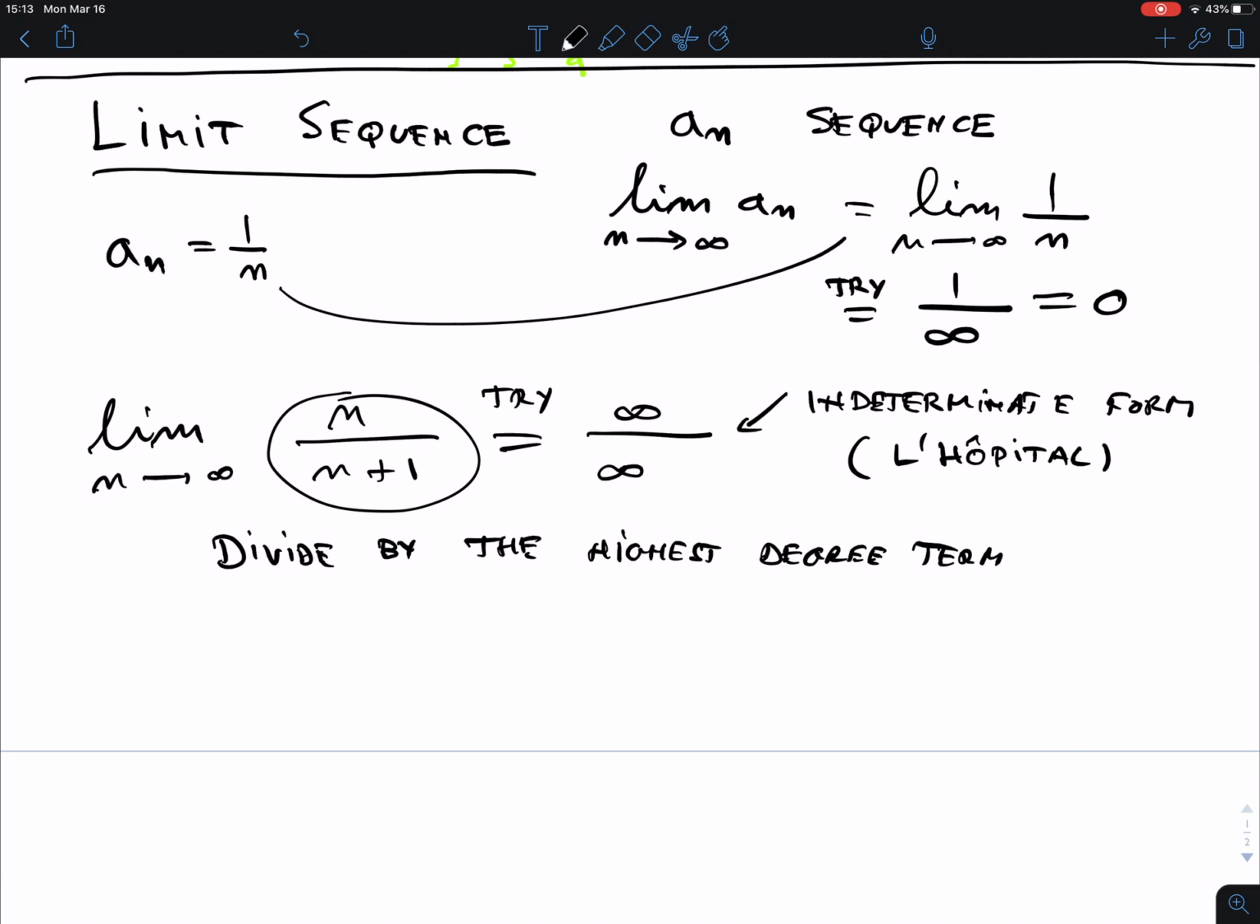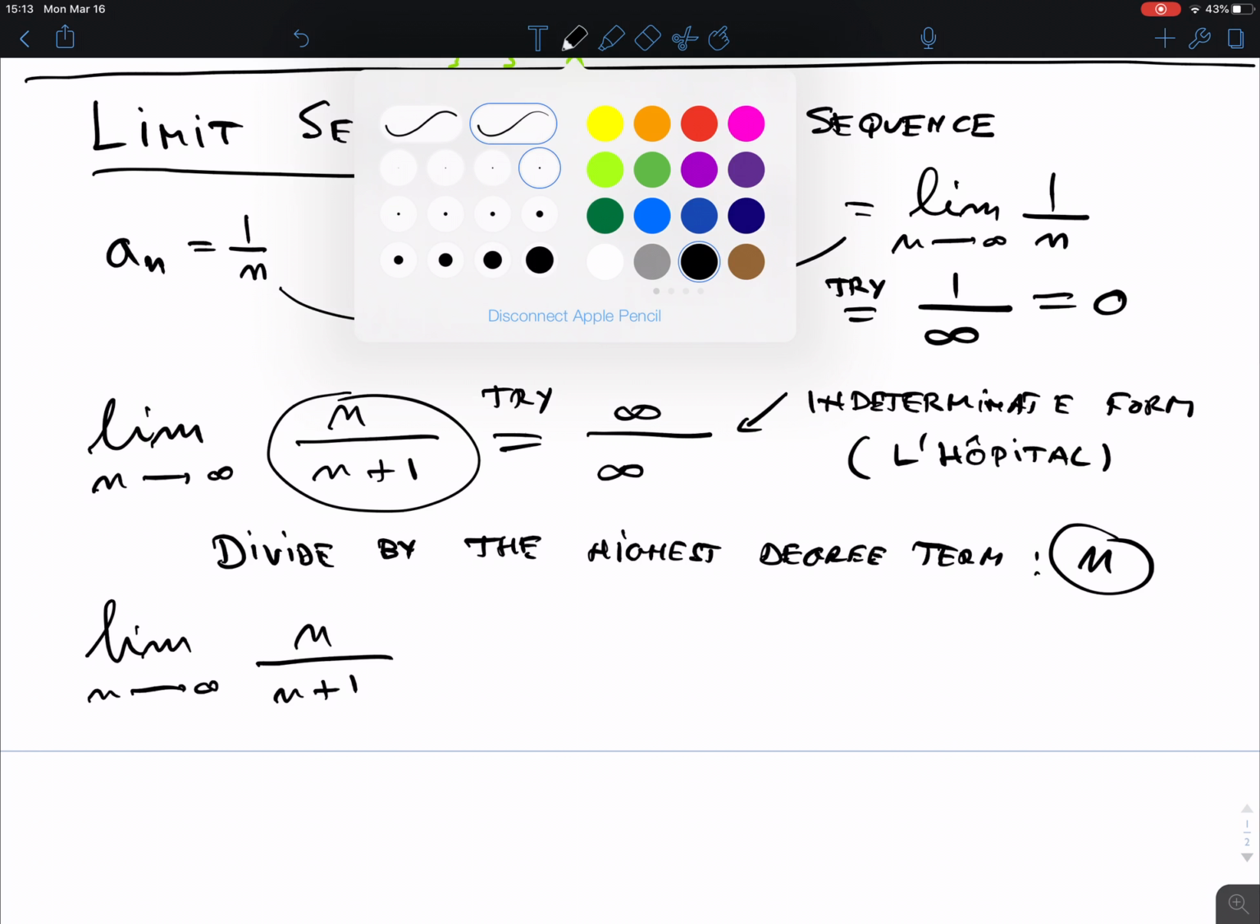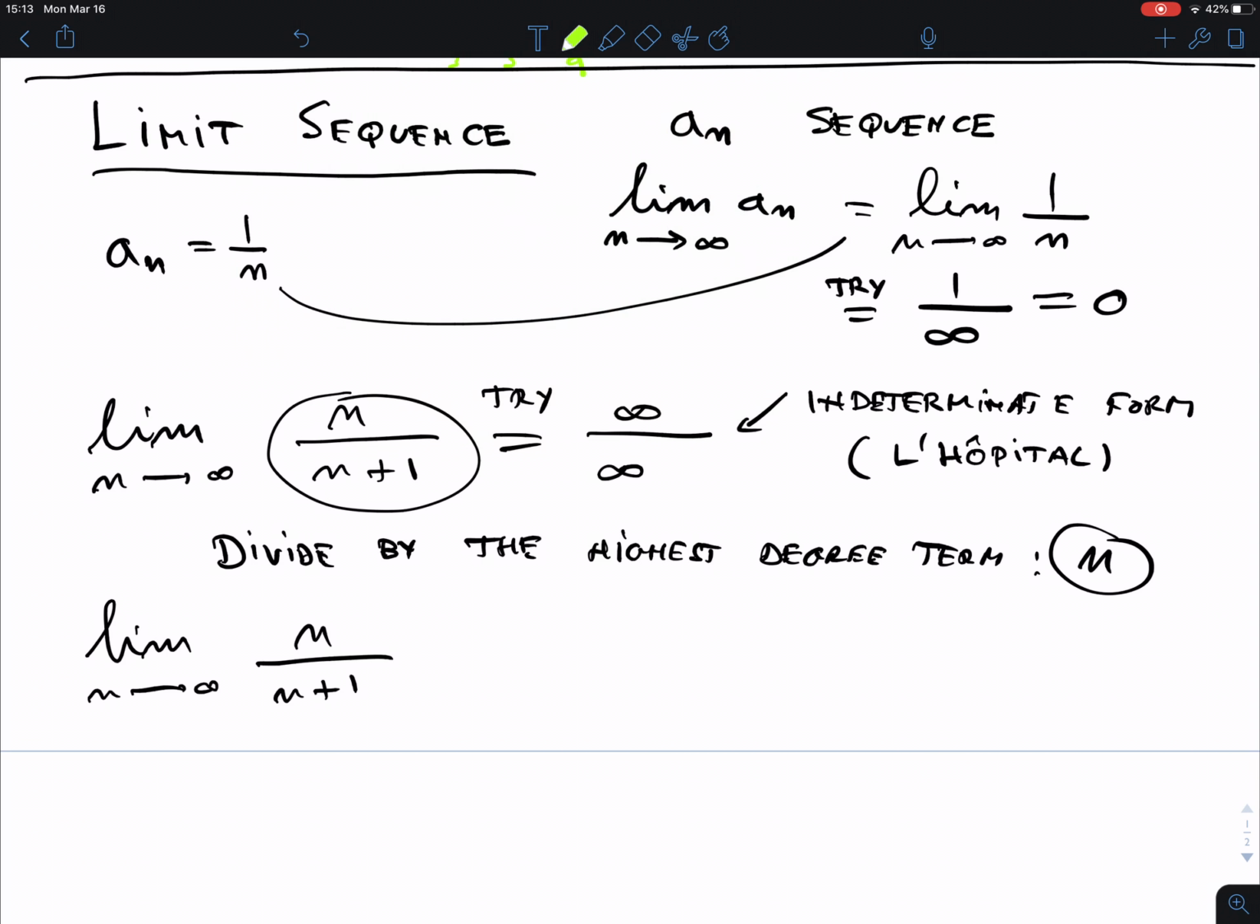In this case, that would be just n. Both top and bottom have degree n. So what does this mean? Let's work it out. I'll copy it again: we have n over n plus 1. We're going to divide both top and bottom by n. Dividing top and bottom by n means dividing every single term. Be careful not to just scratch out the front ends here, but also don't forget this one.